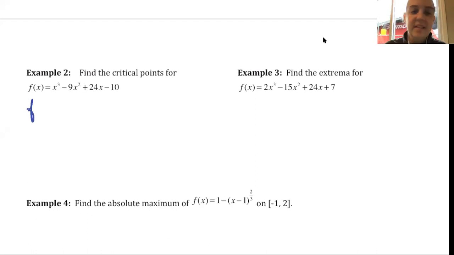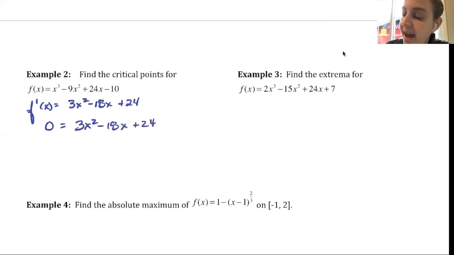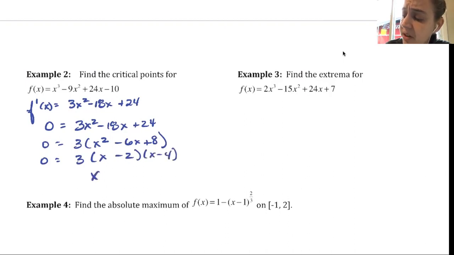So example 2, f of x is x cubed minus 9x squared plus 24x minus 10. To find the critical points, you want the first derivative: 3x squared minus 18x plus 24. You want to set that first derivative equal to 0 because the critical point happens when the first derivative equals 0. And then your job is to solve for x. So I'm going to factor out the 3. I've got x squared minus 6x plus 8. And then I'm going to factor x minus 2, x minus 4. So my solutions are 2 and 4. Those are the critical points.